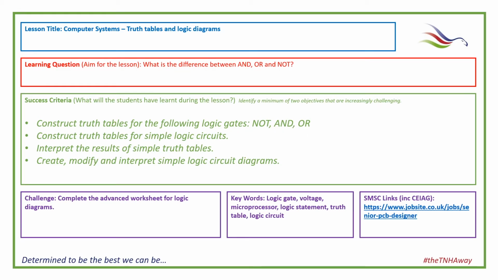You're going to find out about the different logic gates in this lesson, and do some simple truth tables for those and for the simple logic circuits, and interpret the result of those. And then the next lesson after that will be about logic circuit diagrams. Did you know about logic gates, voltage, microprocessors, hardware, software, a logic statement, truth table? So let's tell you about all of those things.